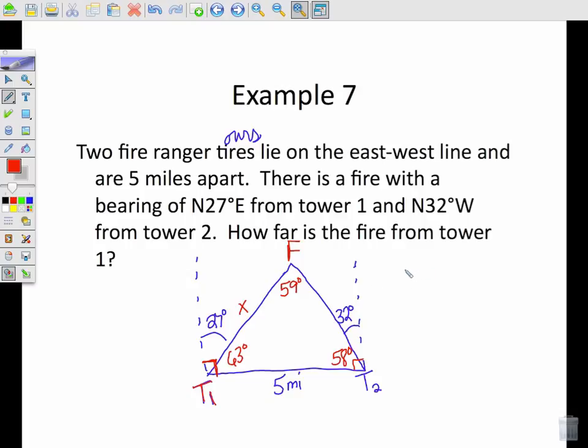You're going to go ahead and use the law of sines. 5 over the sine of 59 equals x over the sine of 58. Cross multiply, divide, you'll get your x value, and it is 4.95 miles. And there you have it.